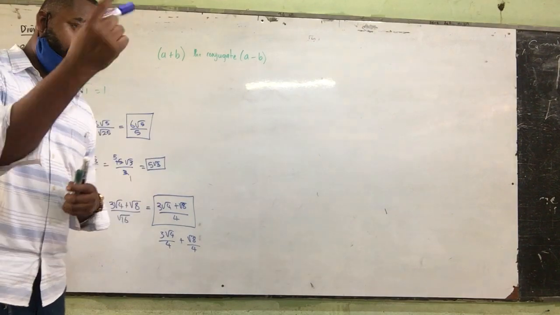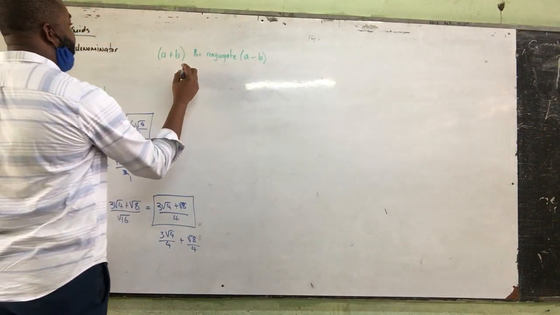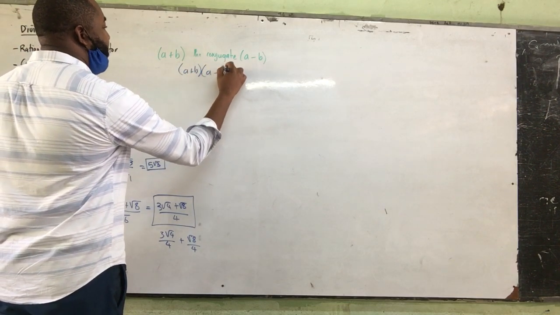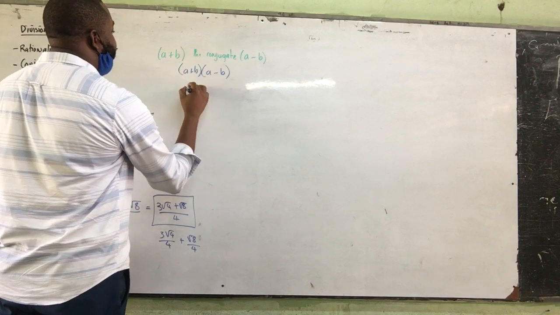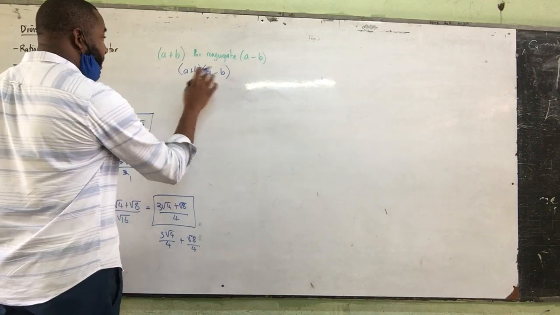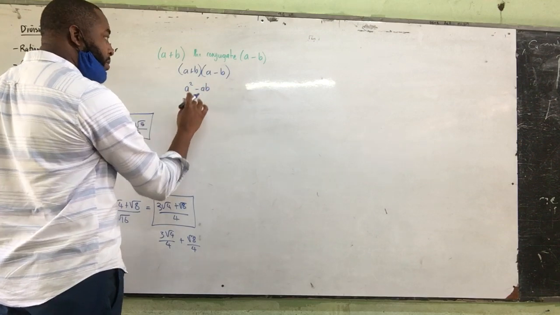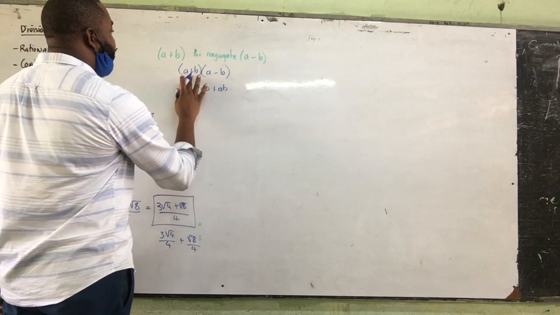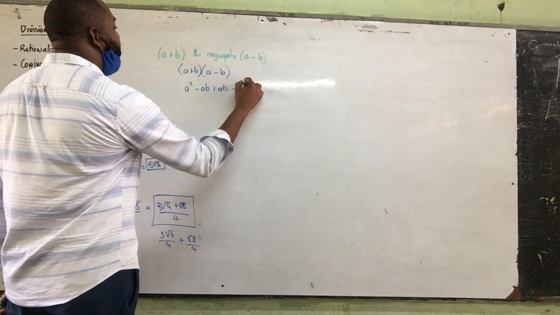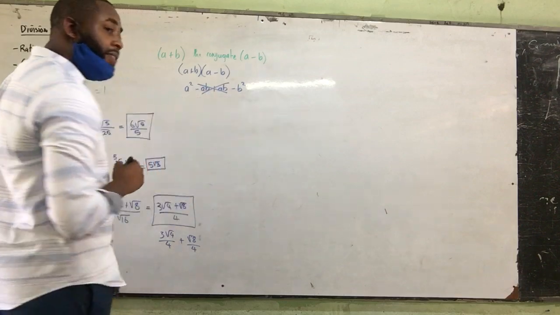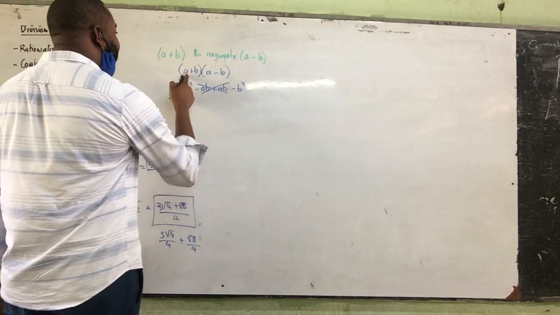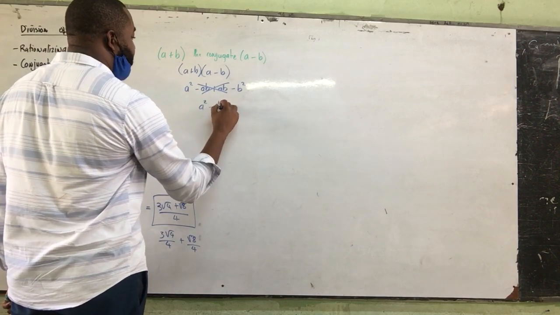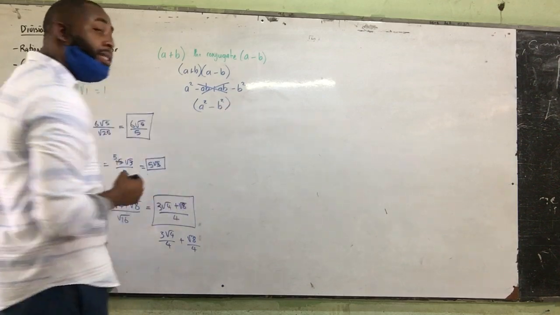So what happens when you multiply something by its conjugate? Let's do that right here. When I multiply a plus b with its conjugate, a minus b, what do I get? A times a is a squared. A times negative b is minus ab. Positive b times positive a is positive ab. These two cancel out. And positive b times negative b is minus b squared. So all I'm left with when you multiply anything with its conjugate is the square of the first term minus the square of the second term.